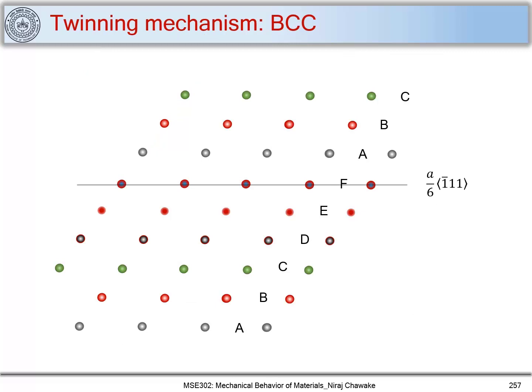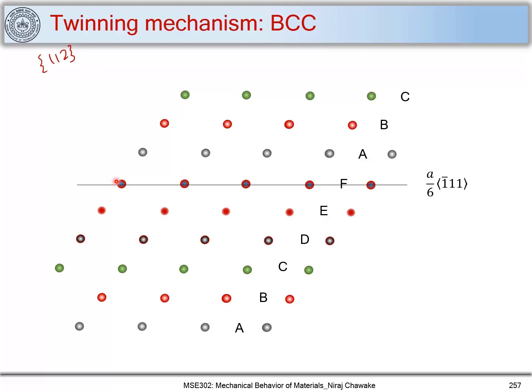Now let's understand the twinning mechanism in case of BCC. We have seen the stacking of planes in case of BCC, and we have the stacking of 112 type of planes. Let me mention over here. So these are all 1, 1, 2 type of planes, and these are all 1, 1, 2 type of planes, and we have seen the stacking of these 1, 1, 2 type of planes as A, B, C, D, E, F, again A, B, C here.